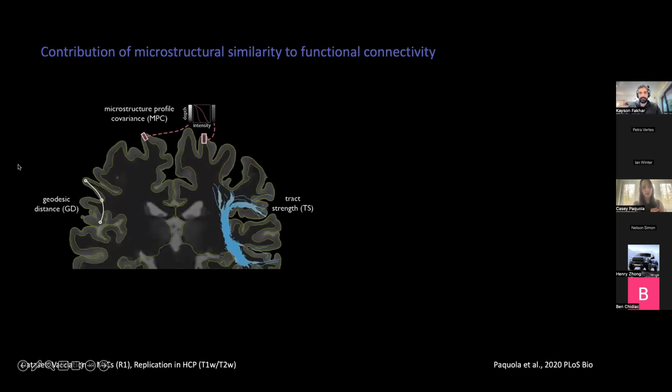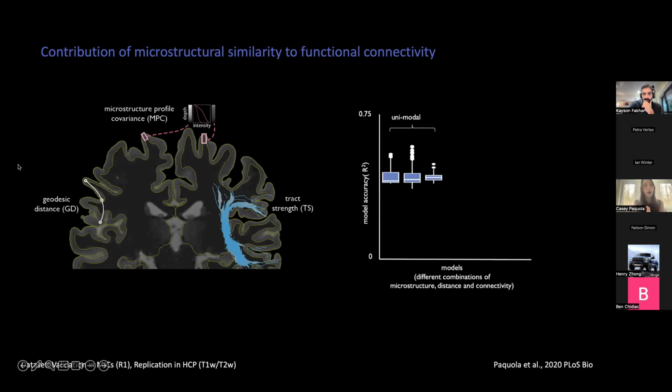So to start off with, in one study, we wanted to understand whether microstructural similarity, as well as other structural metrics, contribute to differences in functional connectivity across the cortex. Using these profiles as well as geodesic distance and diffusion-based tractography, we tried to explain variance in functional connectivity within a machine learning framework. What we found is that each of these structural metrics were very similar in terms of model accuracy, explaining about 50% of variance in functional connectivity in the test set.